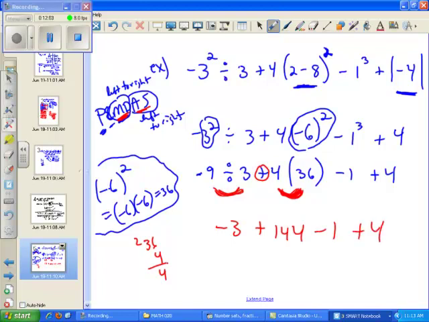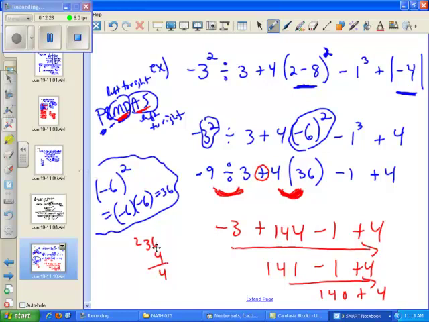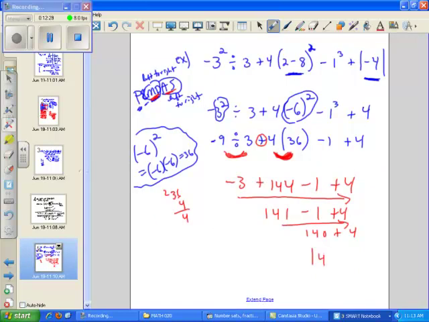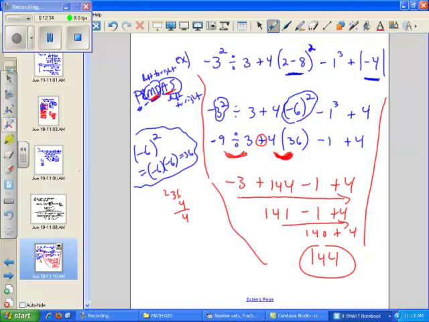So right there, when we boil it down to addition and subtraction, we can just move left to right. So negative 3 plus 144 is 141. Minus 1 plus 4, we can keep going left to right. So 141 minus 1 is 140. And then obviously 140 plus 4, we're going to arrive at 144. So you can become very methodical about how you write out your steps. People that skip a whole bunch of steps in PEMDAS often make little errors.